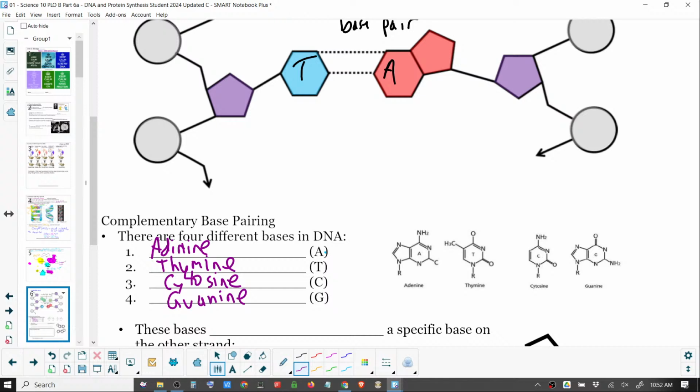Wait, if there's a fifth one, what would it go with? It would go with adenine. So it would go with the, like a 3? No. It is only found in RNA, and it replaces thymine. Okay. So the reason it's not here is because we're talking about DNA. But when it gets read and transcribed into RNA to take the message away, RNA doesn't have thymine. It has uracil instead, and that's what it uses in place of it.